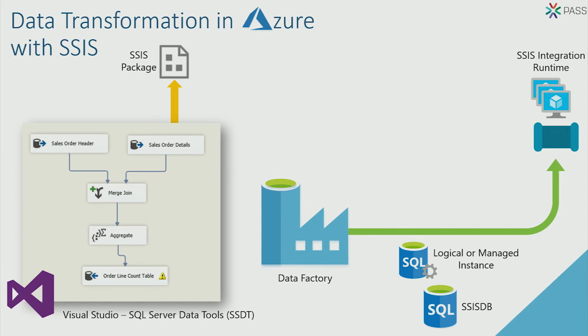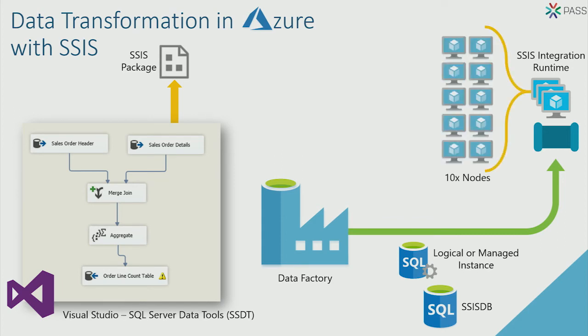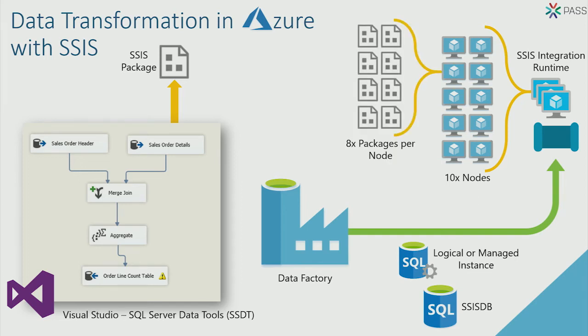SSIS package, that's fine. Now, the SSIS integration runtime can actually have 10 nodes within it, and we can actually run 8 packages per node. So we could potentially scale out here, but we're not really scaling out in the way that we want. We are scaling out in the sense that we can run 80 packages at once, sure, but we're not scaling out because in this scenario, only one package is only going to get an 80th of that compute.